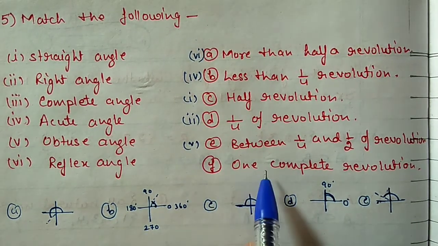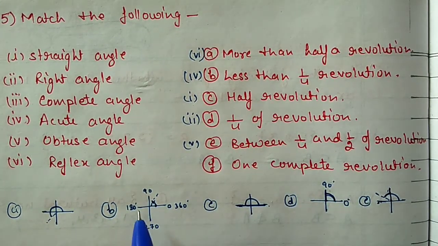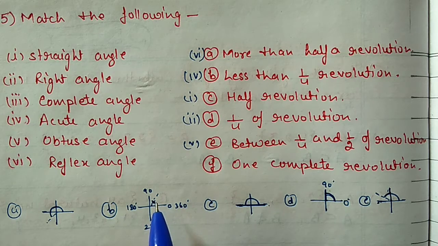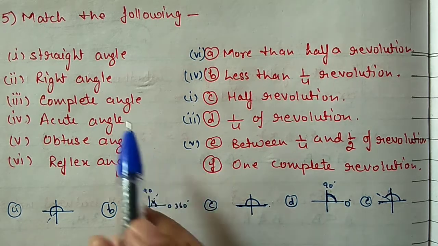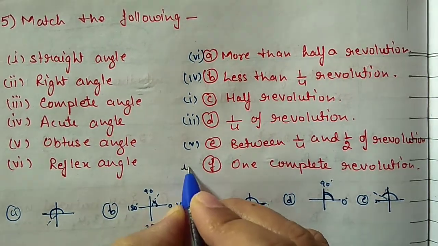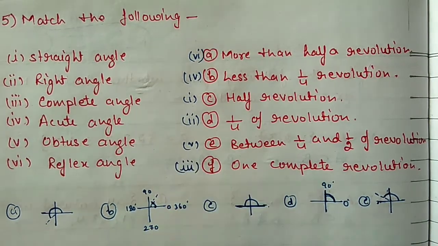And at last, one complete revolution. Complete revolution means 360 degree, and 360 degree means complete angle. So the third one we have to match with this.